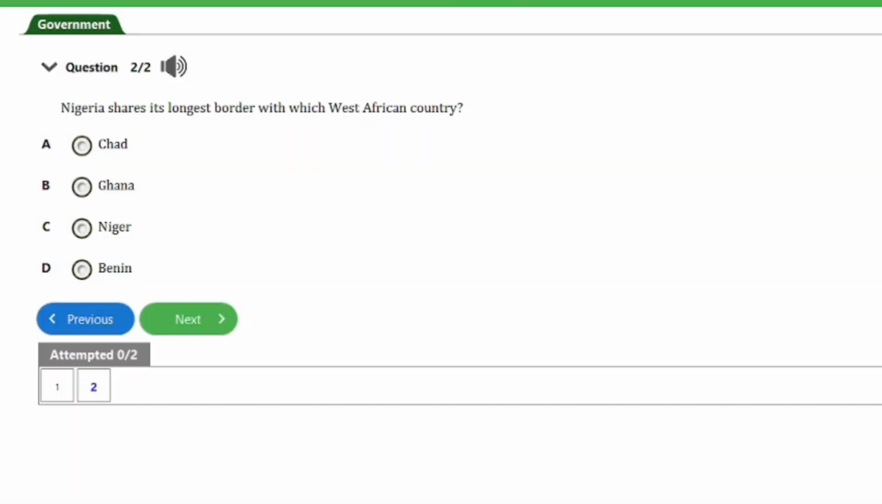Alright guys, here's the next question, question number 2 of 2. It says, Nigeria shares its longest border with which West African country? We have A, Chad, B, Ghana, C, Niger, and D, Benin. So guys, the answer to this question is option C here, that's Niger. And that's it for this question.